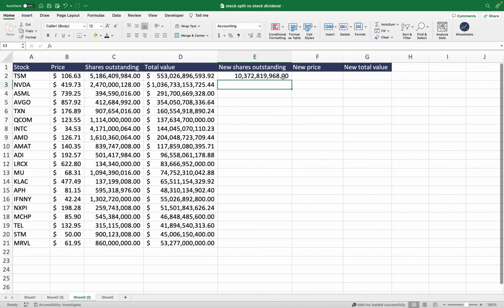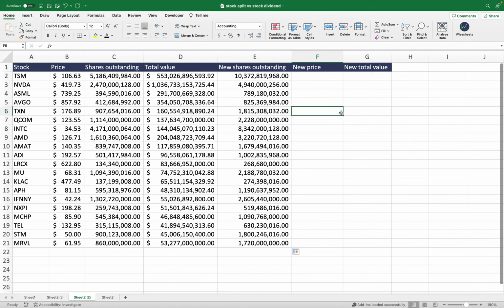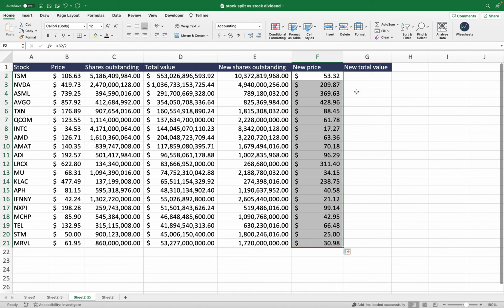So this would be times 2, and this would be the new number of shares outstanding. And because you double the number of shares outstanding, naturally what's going to happen is that the price is going to decrease by half. So you take the current stock price divided by 2. The reason is that because you're multiplying the shares by 2, you're basically going to divide the price in half, or multiply it by 50%. So the new price per share is going to be half of what it was before, naturally.